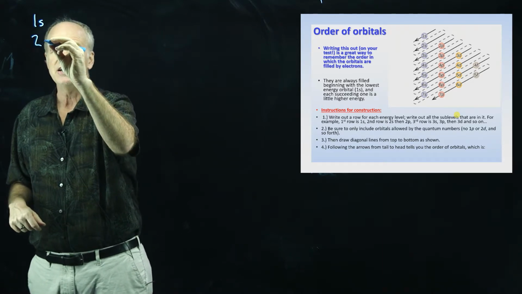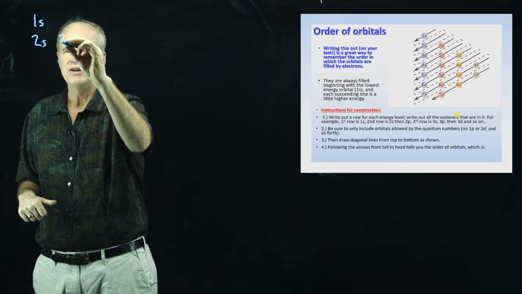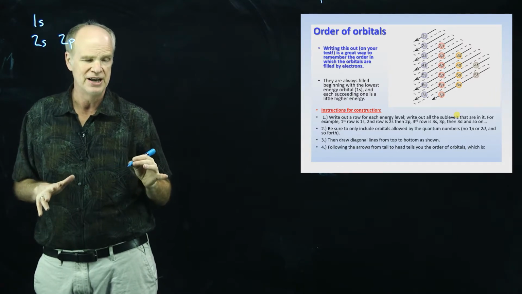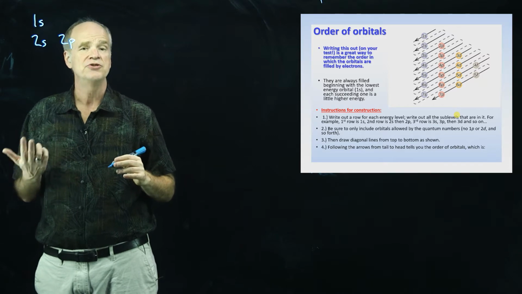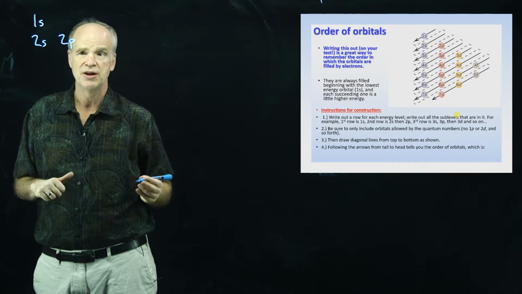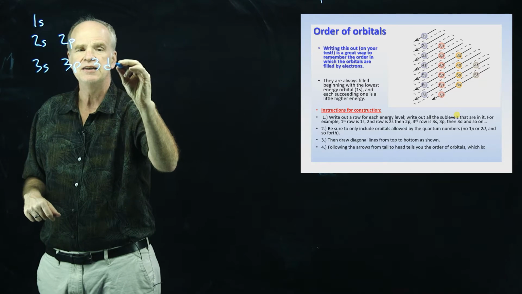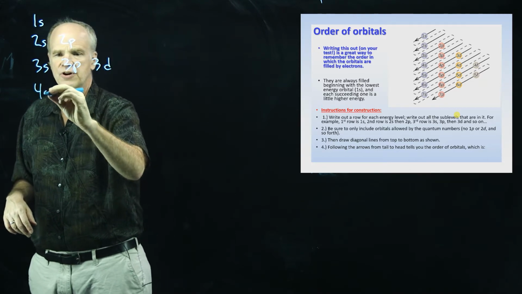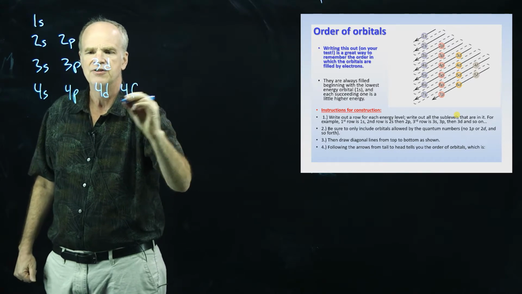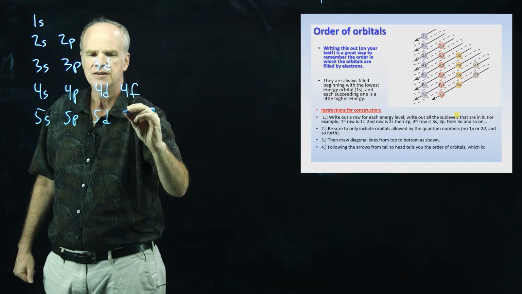Now, in the second energy level, there is a 2s sublevel. There's also a 2p sublevel, but is there a 2d sublevel? I think you know by now, when you're in the second energy level, the only two sublevels are the s sublevel and the p sublevel. There is no d sublevel. Third energy level, it's 3s, 3p, 3d. There's no 3f. 4s, 4p, 4d, 4f, 5s, 5p, 5d, 5f.